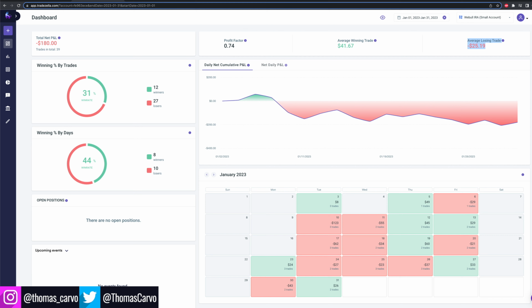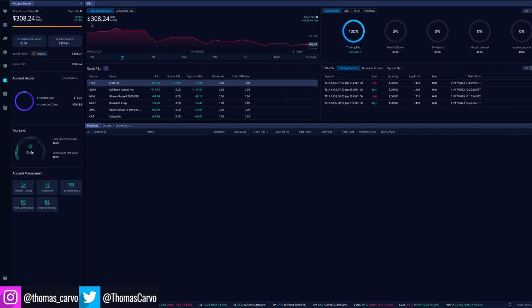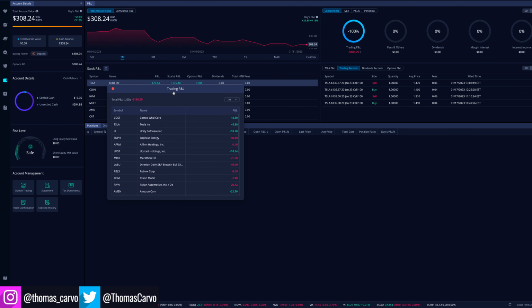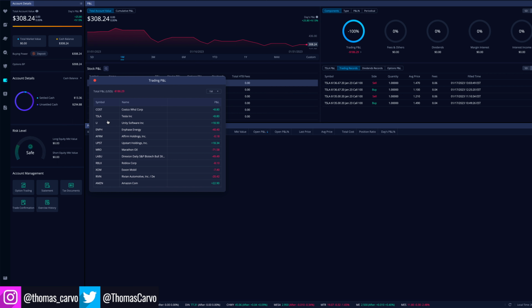Okay. Now, I do want to pull up one more thing. Here's the account value of the small account. We can see that there are no positions right here. We can look over the past month at our trading P&L, what stocks did the best. Costco is pretty good. Tesla, pretty good. Unity Software, pretty good. Upstart, Amazon did pretty well. Microsoft and Google. Then we have Target and NVIDIA.